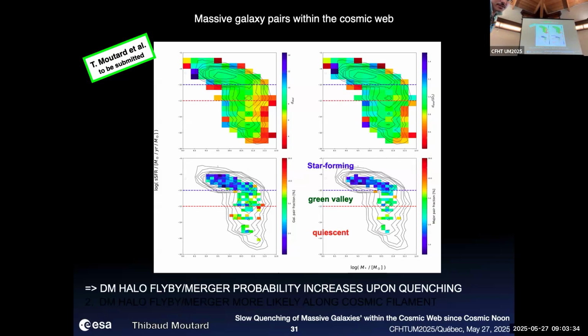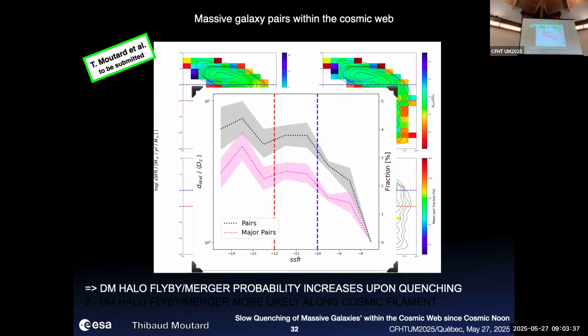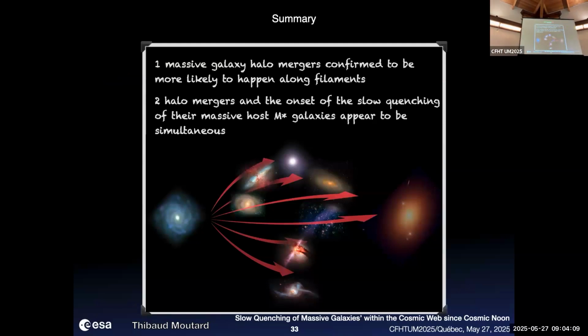So if we summarize that, you can see that if you are a star-forming galaxy, there is almost no pairs of dark matter halos, no interaction between them. But as you go to the green valley, so intermediate SSFR galaxies, you see that the fraction of interacting dark matter halos is higher. So clearly when you have interacting dark matter halos, you have a higher probability to be quiescent or to be in the process of quenching.